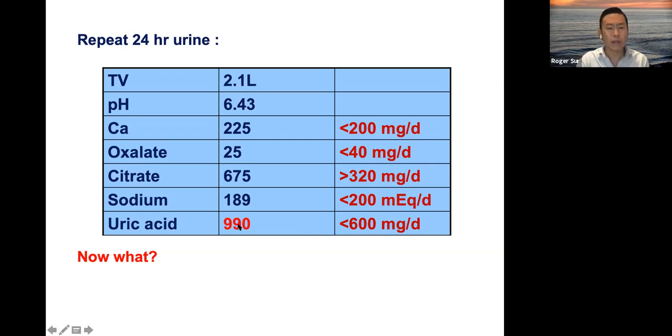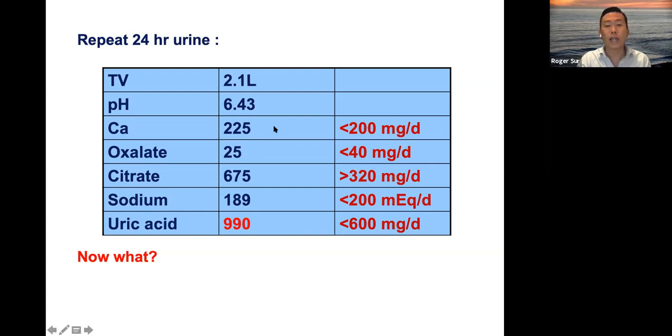Uh-oh, look what happened here. Now the uric acid level's high. Now what do you do? They make uric acid stones. You put them on potassium citrate, and the uric acid level went up. What should we do? Okay, I'm trying to trick you here, actually. You shouldn't do anything. This is to be expected.